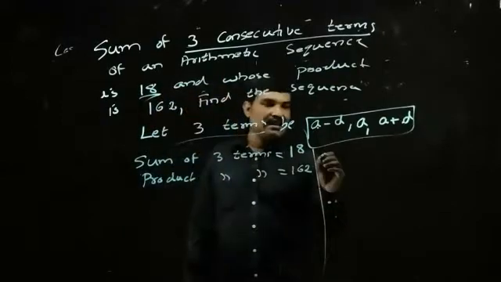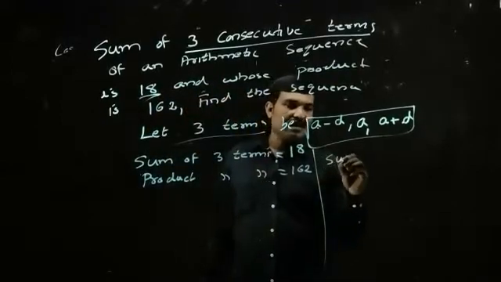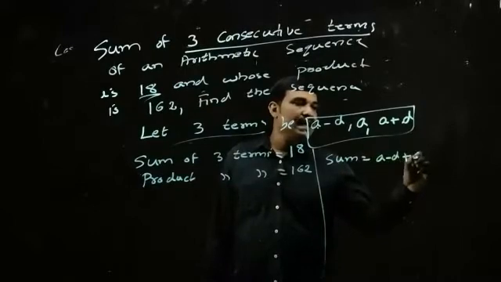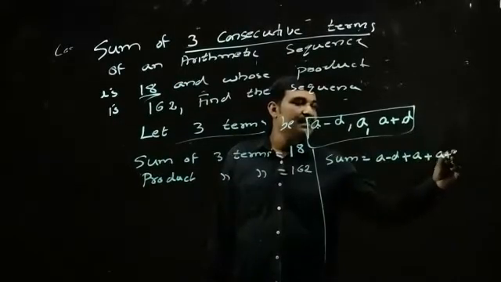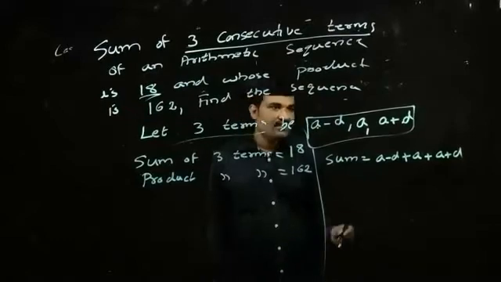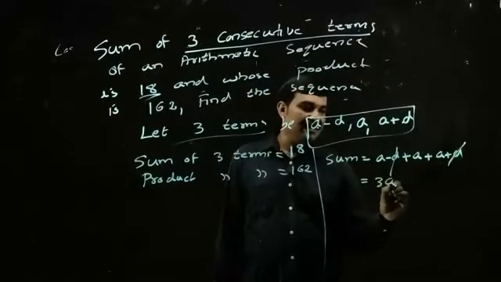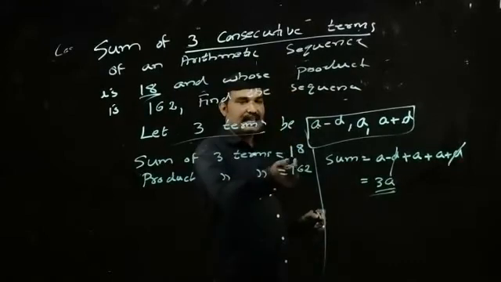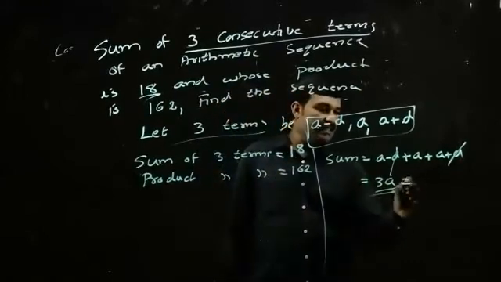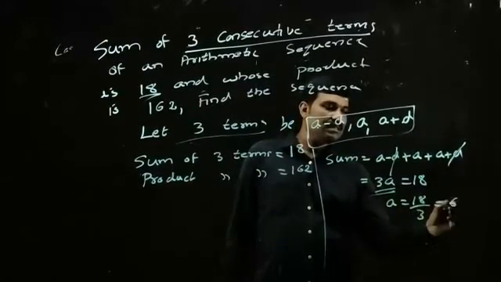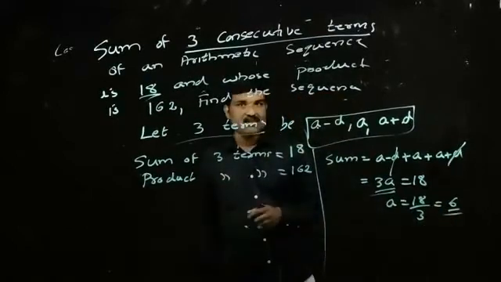Right. So we can write sum is equal to A minus D plus A plus A plus D. This is a sum of three terms. We know minus D and plus D cancel. This is equal to 3A. Right. Now the value of 3A is given as 18. From here we get A is equal to 18 by 3, that is equal to 6. Right. So we got the value of A.